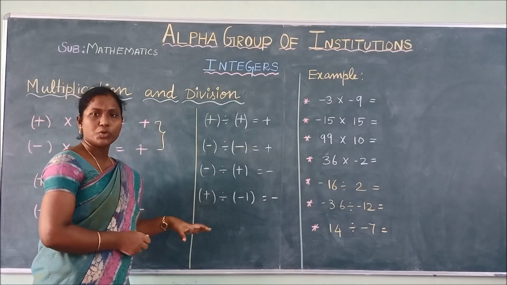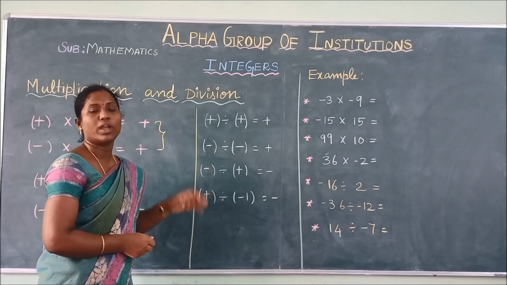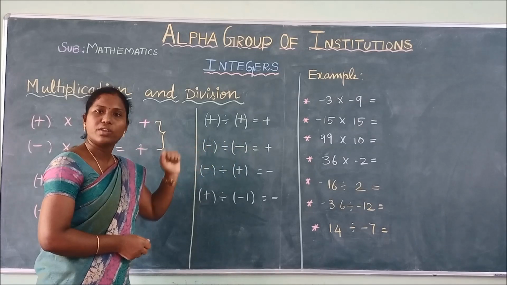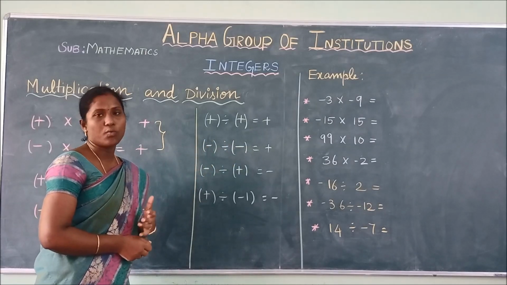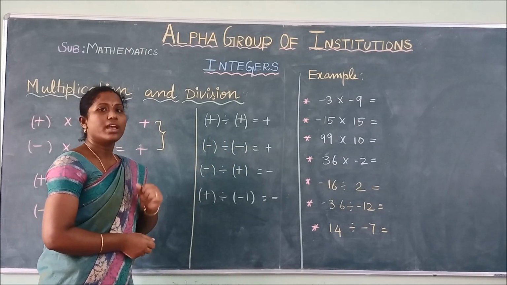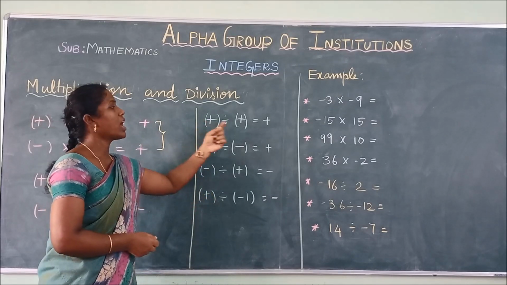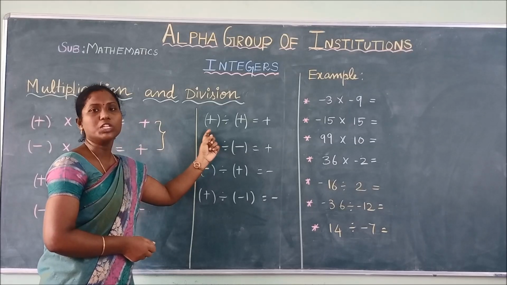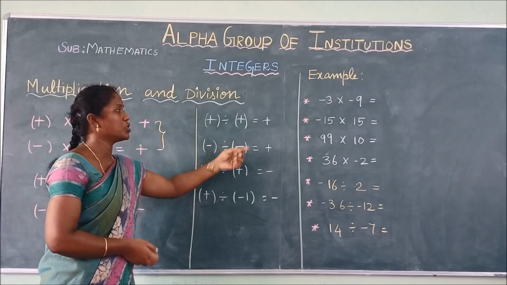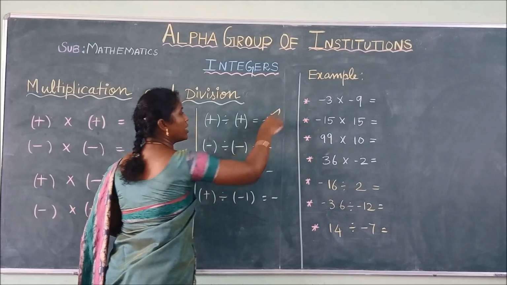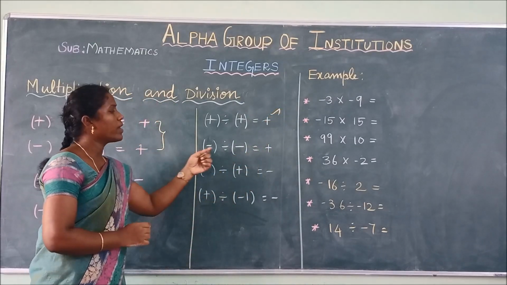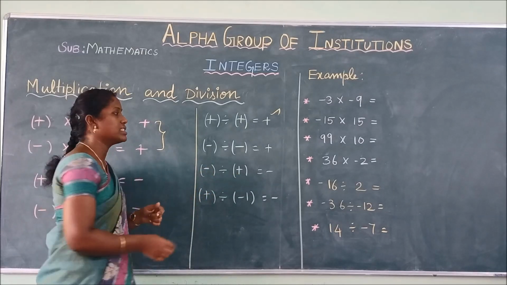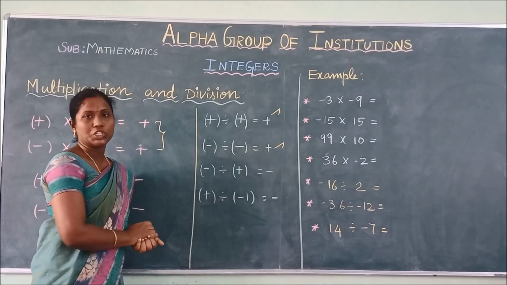Here we have to divide the numbers. In multiplication we multiply the numbers; when the division symbol is given, we have to divide the numbers. As usual, we divide the numbers, and based on the sign: if you are dividing two positive numbers, you divide and put the positive sign. If you are dividing two negative numbers, then also the answer will be positive.